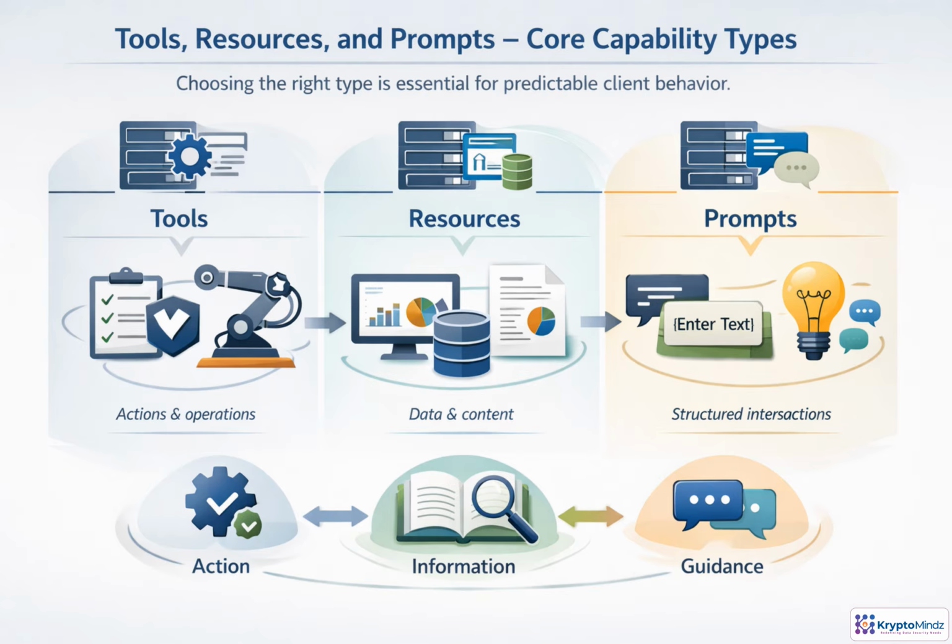Each MCP capability type answers a different question. A tool says, what can the client ask this server to do? That might mean creating a ticket, running a search, or updating a record, so permissions and side effects matter. A resource says, what information can the client read? It should be stable, inspectable, and safe to reference. A prompt says, how should this interaction be shaped? It packages reusable instructions for common workflows. The clean mental model is simple. Tools act, resources inform, prompts guide.